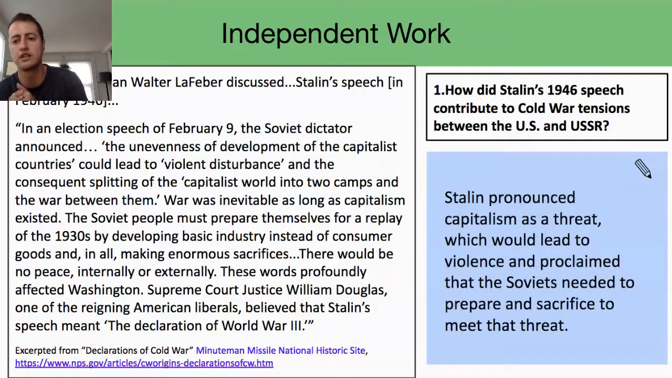But how did Stalin's 1946 speech contribute to Cold War tensions? Well, Stalin pronounced capitalism as a threat, which would lead to violence, and proclaimed that the Soviets needed to prepare and sacrifice to meet that threat. One thing about this document is that it's a lot of quotes inside of quotes, so it can be a little bit difficult to understand. But in general, this document is simply describing what Stalin was saying in his end of war speech.